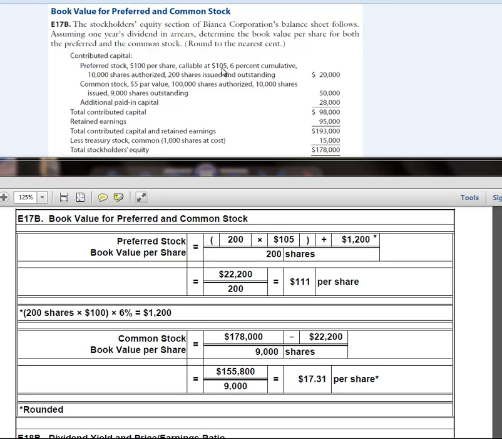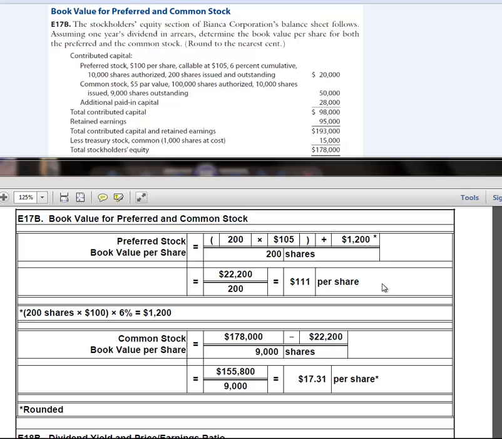But it also says that we have 1 year's dividends in arrears. So because we have dividends in arrears, we also have to add that to our allocated equity for our preferred stock. So dividends in arrears, if you remember, is calculated by taking our number of shares issued times our par value times our percentage. So 200 times 100 times our 6% is going to give us our $1,200. So in this equation right here, we have our allocation of preferred stock divided by our total 200 shares outstanding, which leaves us with a per share amount for our book value of $111.